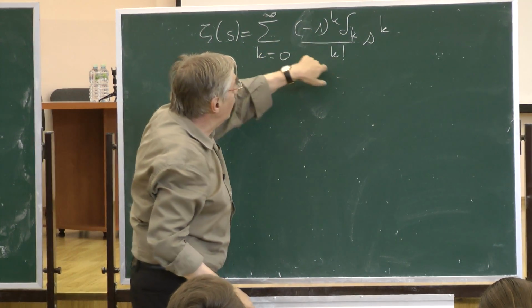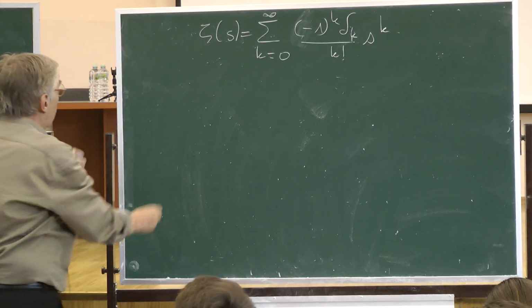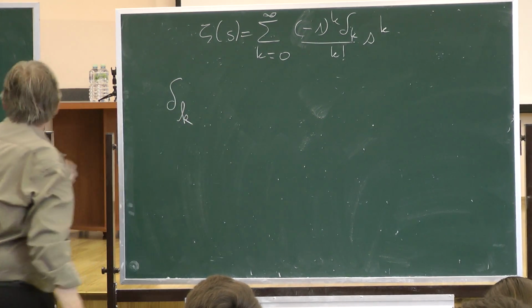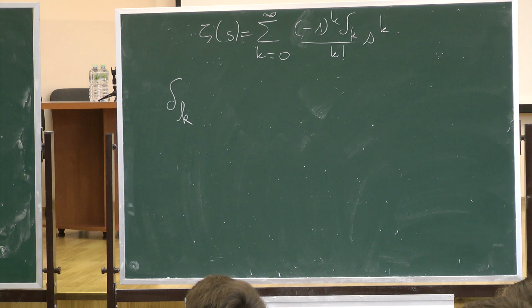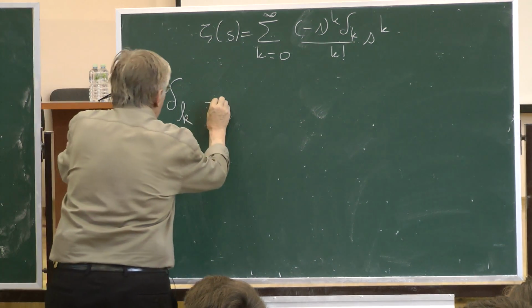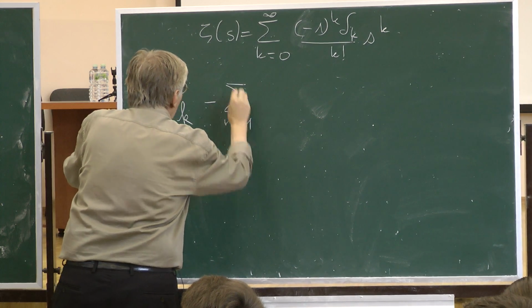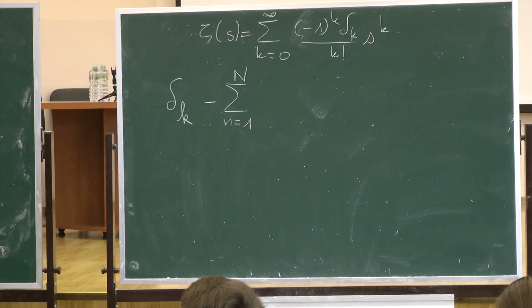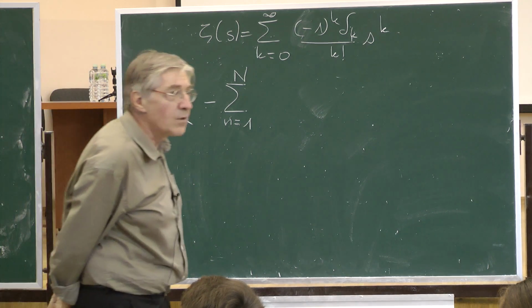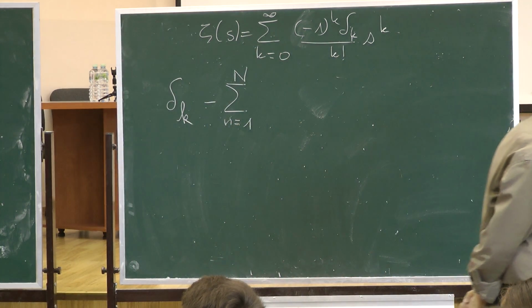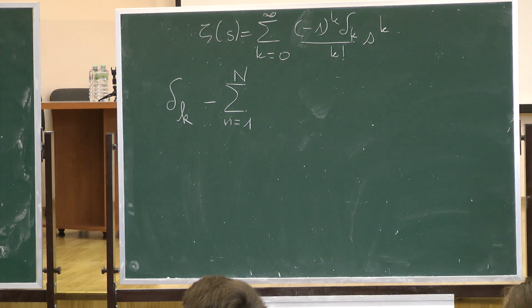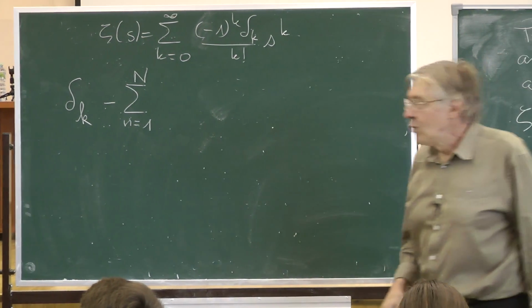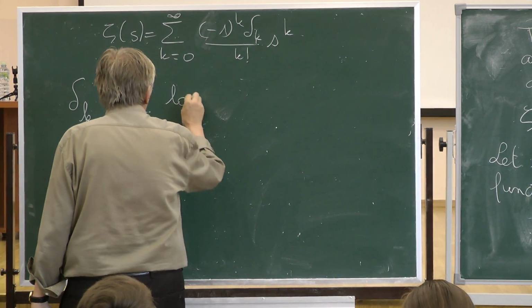So when I take the k-th coefficient multiplied by (-1)^k k!, what I get is just delta_k. This comes from the first term. Now we have to take the second term. It's a sum for n going from 1 to capital N. And I have to expand n to the minus s near 0. n to the minus s is e to the minus s log n. So it is a sum of (-1)^k s^k divided by k! times log n to the power k. So when you remove the (-1)^k and k!, what remains is just log n to the power k.